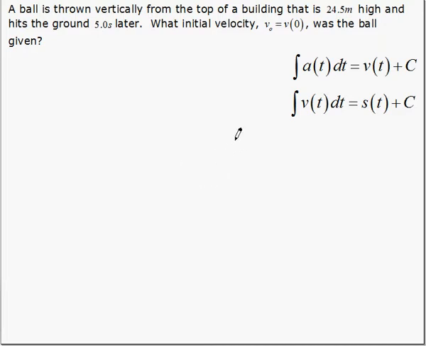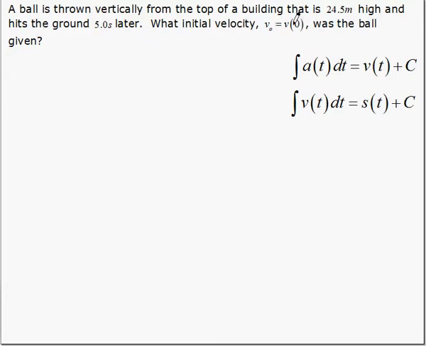The following example is about motion, and we're going to use integration to find our answer. A ball is thrown vertically from the top of a building that is 24.5 meters high and hits the ground 5 seconds later. What initial velocity, v0 equal v at time 0, was the ball given?